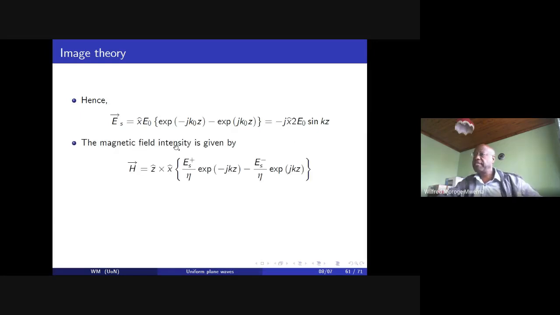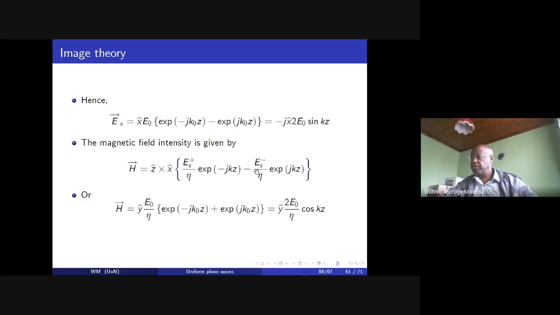The magnetic field intensity is of course given by the direction of propagation unit vector crossed with the electric field. And we can see that this is going to be given by that equation there. And we see that the value is just going to be given by the x cap.